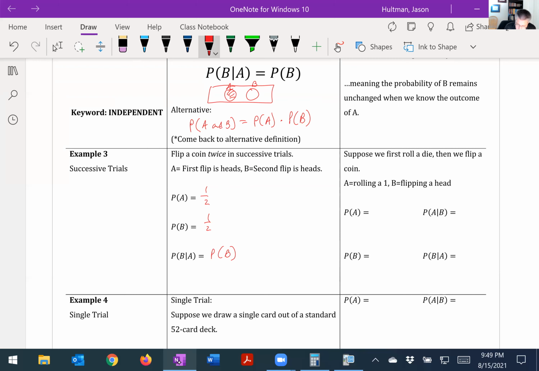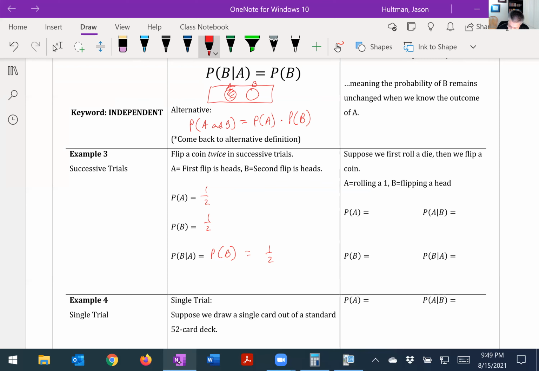It didn't matter that the first flip was heads. The first flip could have been tails, and since the trials are independent of each other, one does not affect the other, then the probability of B occurring is still 1/2. It didn't matter that A has already occurred. It's still 1/2.